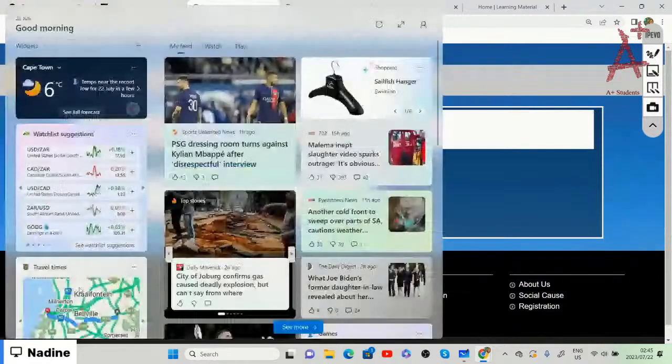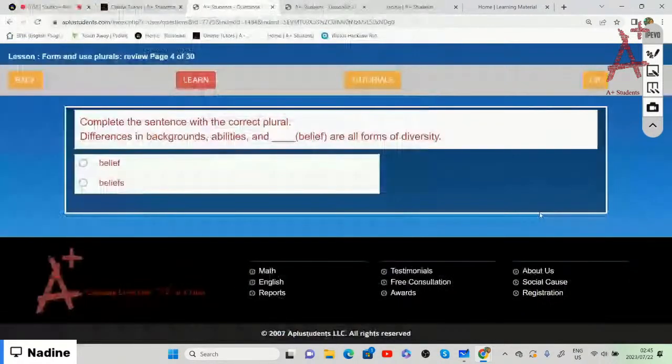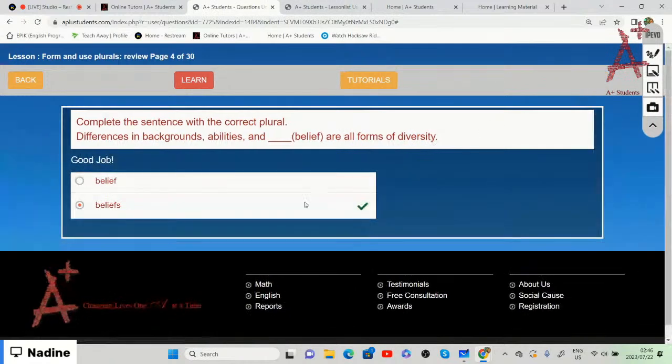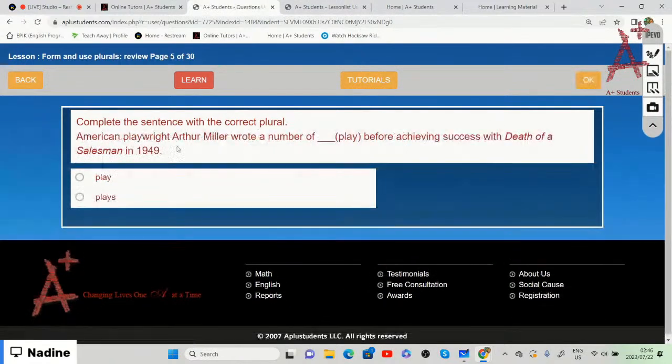All right, so well done. Differences in backgrounds, abilities, and beliefs are all forms of diversity. Now you need to choose between belief or beliefs. All right, so we will say beliefs, right? So beliefs.